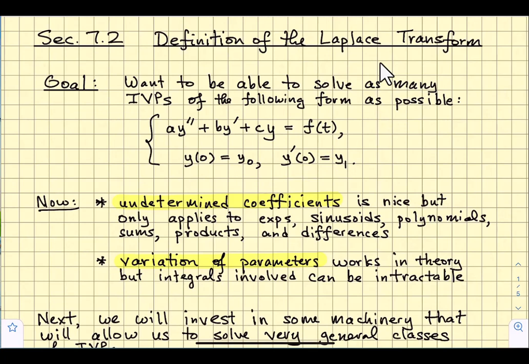Now we know that the method of undetermined coefficients is nice, and we've studied how to apply it and how to construct a particular solution of the non-homogeneous problem using this method. But in practice, it only applies to exponentials, sinusoids, polynomials, and sums, products, and differences of these kinds of functions. So it works very nicely, but it's not always applicable. On the other hand, the method of variation of parameters works for all f(t) in theory, but the integrals involved in practice can be intractable, as we saw in a previous section.